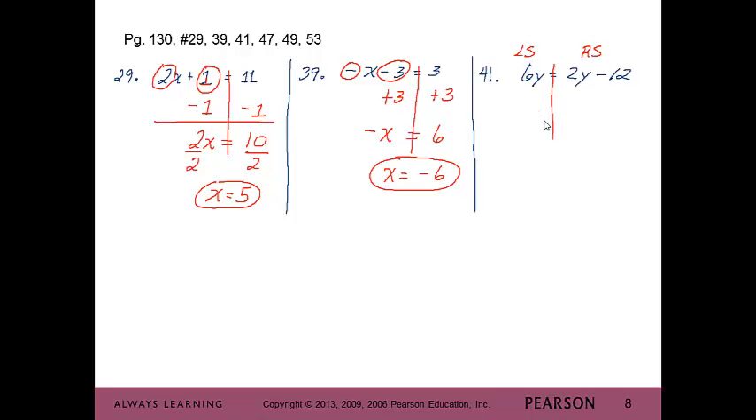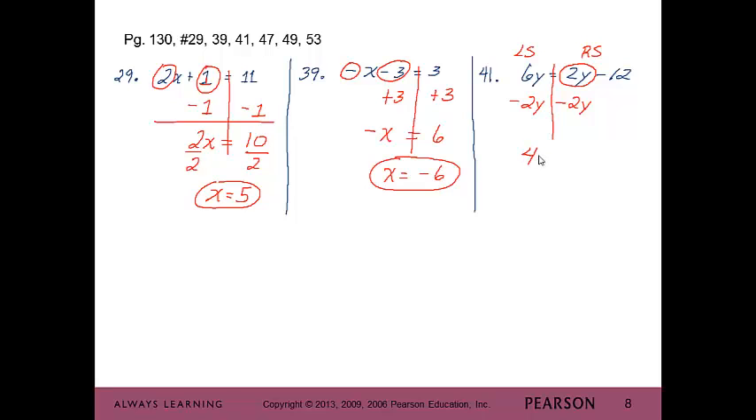Recall in chapter 2.1, I said to always move the smaller y. But now that we know how to use the multiplication property, it is your choice. However, it is convenient for us to move the 2y. Now, since we're moving this entire thing, we're going to subtract. So minus 2y, minus 2y.